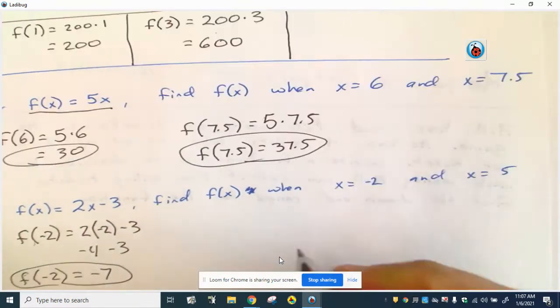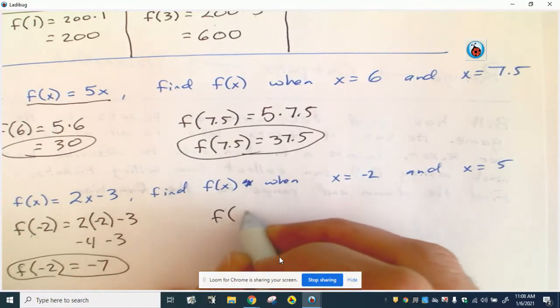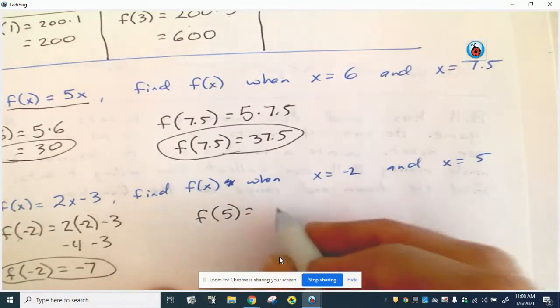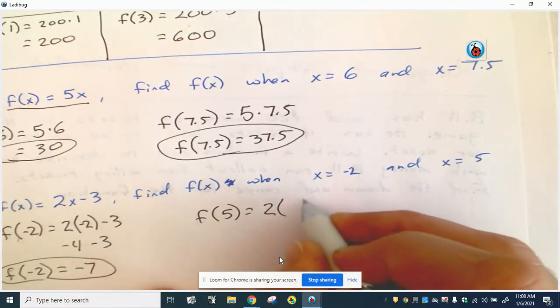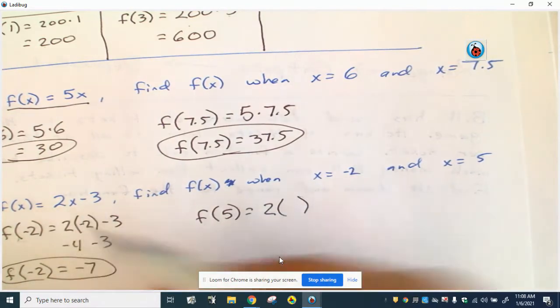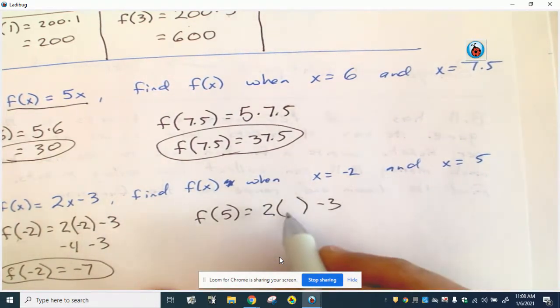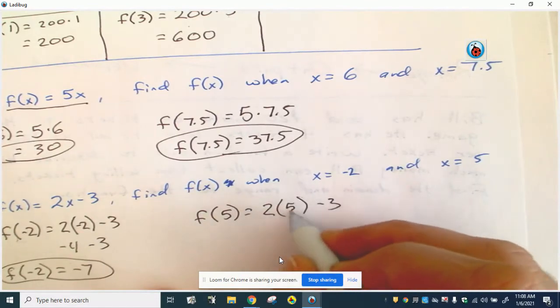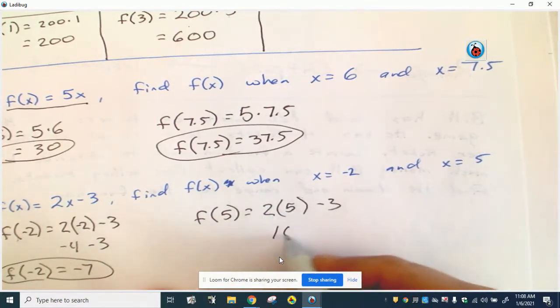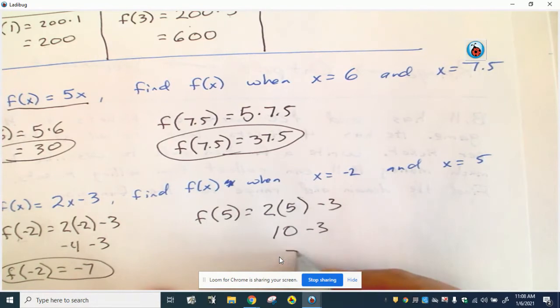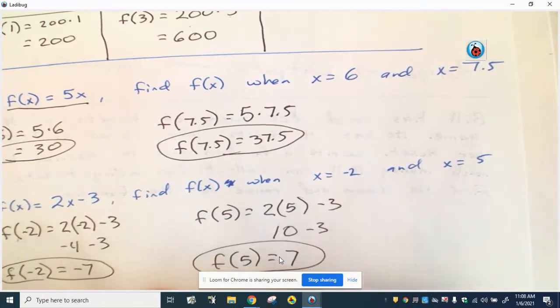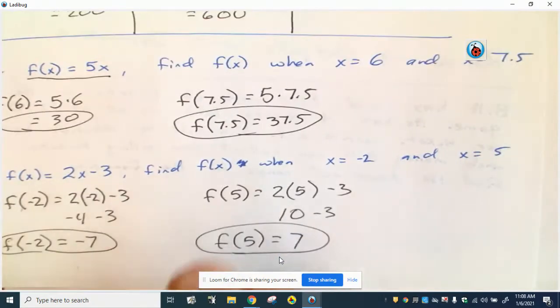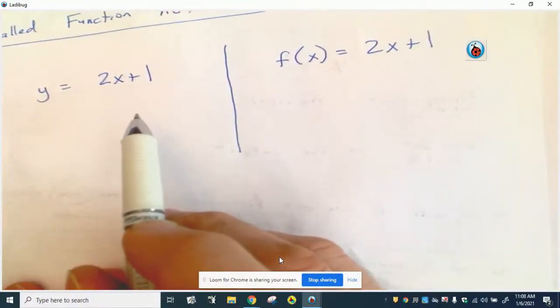Find it when x is 5 means we're finding f of 5. Again, all we do is rewrite 2x minus 3, but replace the x with a 5. 2 times 5 is 10. 10 minus 3 is 7. So f of 5 is equal to 7. We're not doing anything different than what we used to do with this notation.